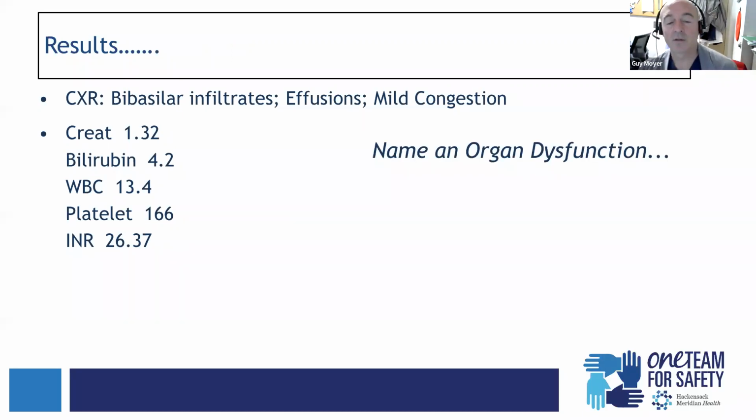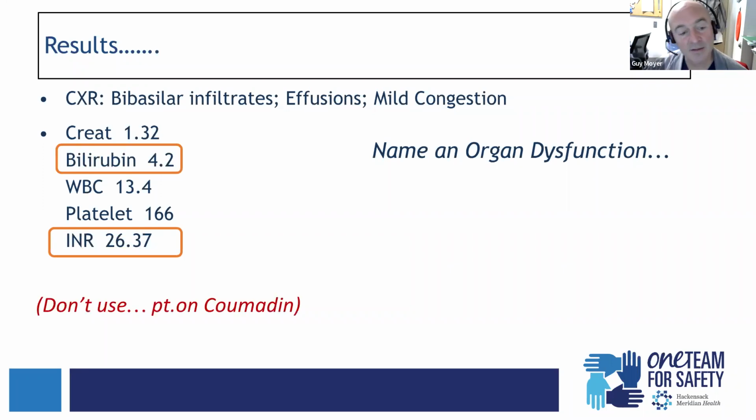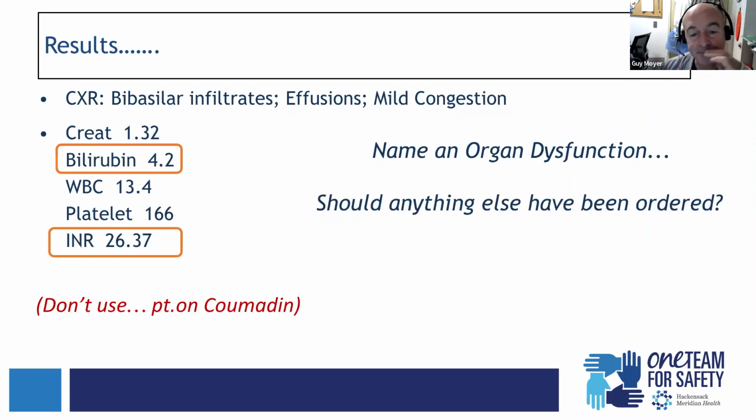So, is there an organ dysfunction based on these lab values? So we'll just point some out. Your bilirubin is elevated. Your INR is 26.37. You can't really use that as an abnormal lab value because your person's on Coumadin. So that's something that you have to remember.